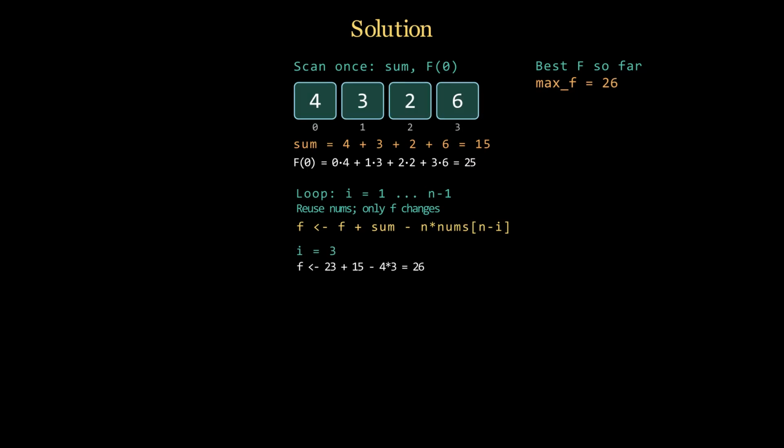Third pass, i equals 3, we plug into the formula and get 26. That beats our old best of 25, so we move best up to 26. The function returns max f, the largest rotate score we tracked.